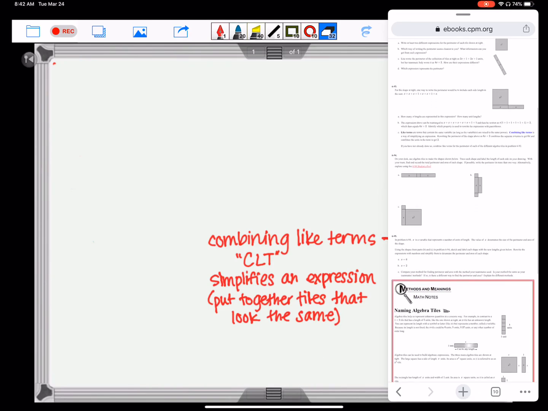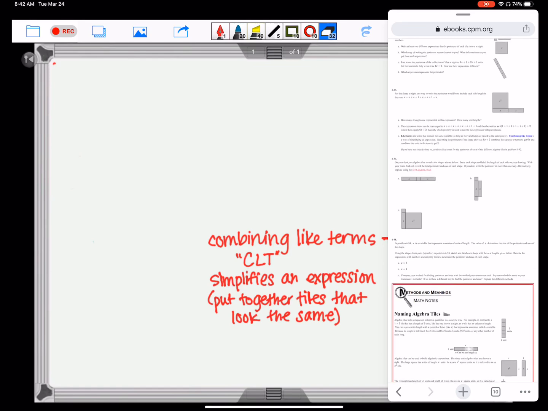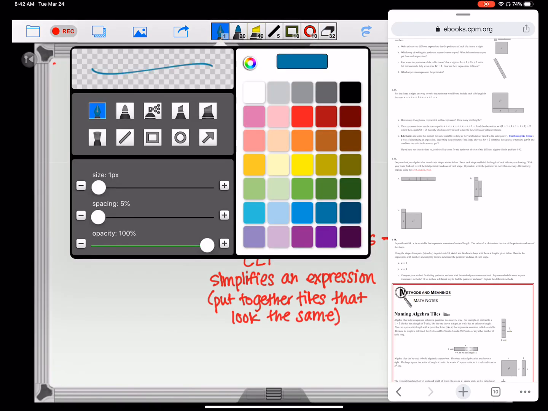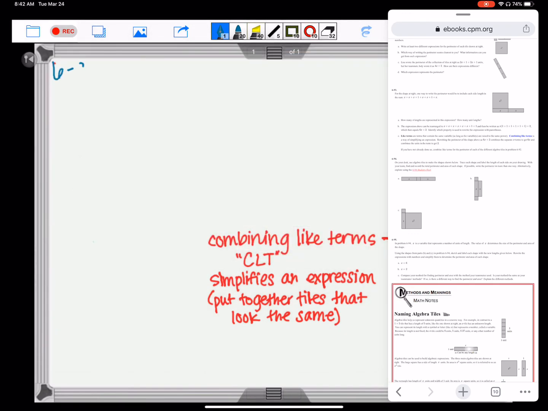Okay, so we're going to look at 6-94 and we're going to look at problem C. 6-94C. And this one looks like a unit tile with an X tile and an X squared tile. So I'm going to give you a second to write that in your notebook, and I want you to see if you can label all of the side lengths, and then I will label them in a second.